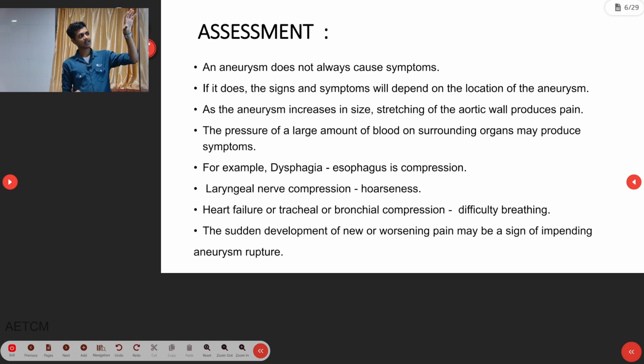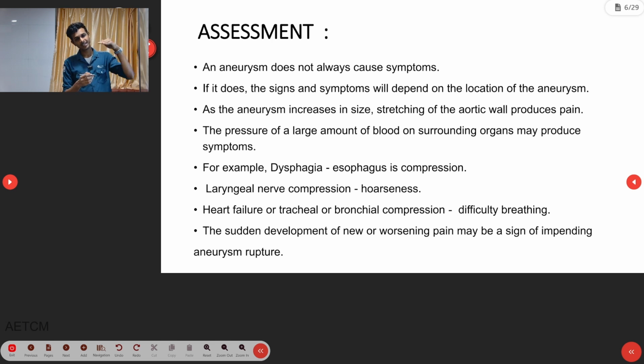Second thing, again the signs and symptoms based on the location. If it is happening in the ascending part of your thoracic aorta, it will put pressure over your aortic valve or over your coronary arteries, thereby disturbing the blood supply to your coronary arteries. So the person will complain of chest discomfort. On the ECG, you will see ischemic changes, ST depression or elevation.